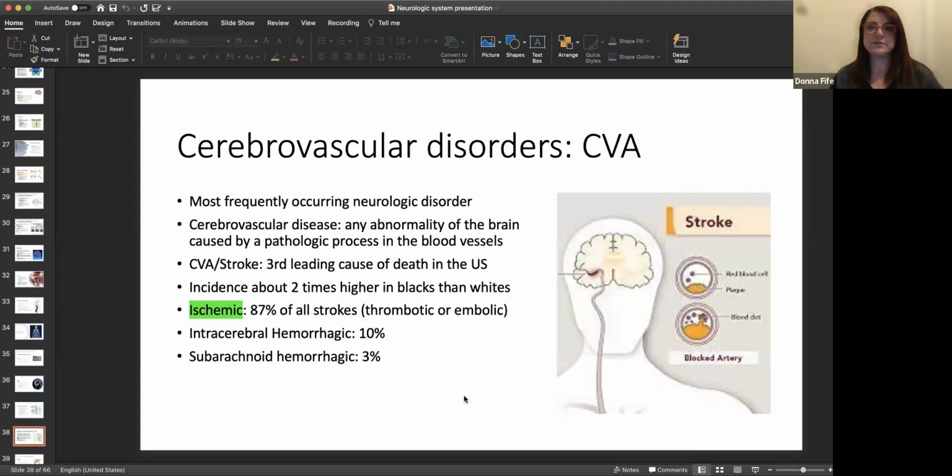Okay, cerebrovascular disorders, a CVA, a cerebrovascular accident or a stroke. This is the most frequently occurring neurologic disorder. Cerebrovascular disease is any abnormality of the brain caused by a pathological process in blood vessels. CVA or stroke is the third leading cause of death in the United States. The incidence is about 2 times higher in Blacks than in whites. An ischemic stroke accounts for about 87% of all strokes, and those can be thrombotic or embolic. Intracerebral hemorrhage accounts for about 10%, and subarachnoid hemorrhage accounts for about 3%.